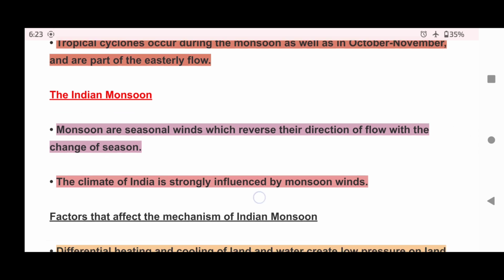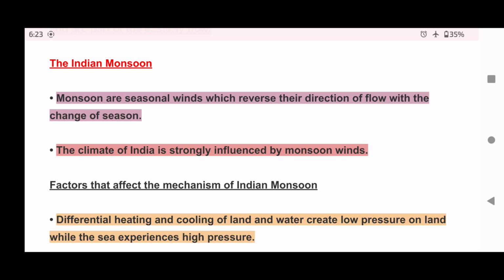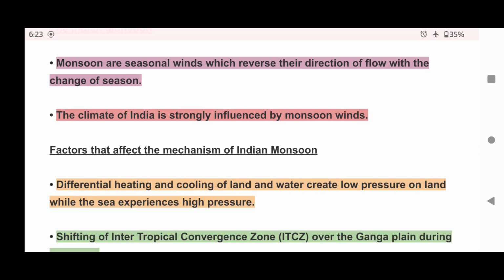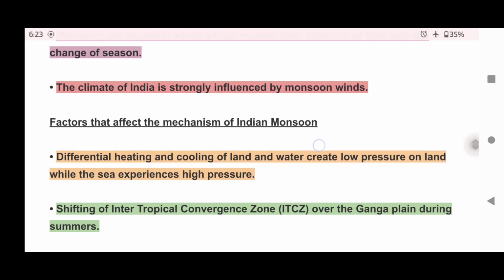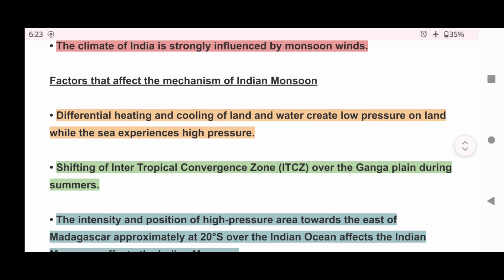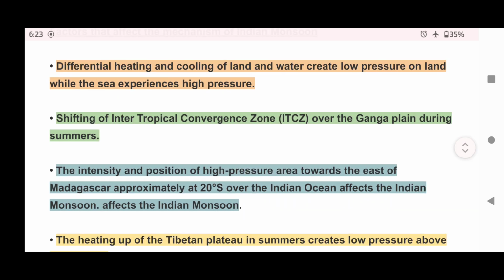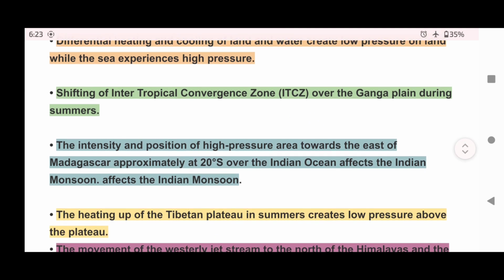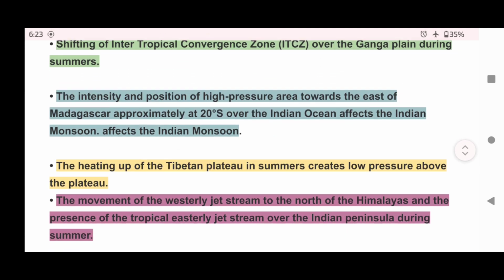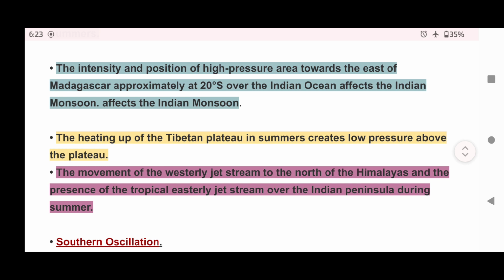The Indian monsoon. Monsoons are seasonal winds which reverse the direction of flow with the change of season. The climate of India is strongly influenced by monsoon winds. Factors that affect the mechanism of Indian monsoon. Differential heating and cooling of land and water create low pressure on land while the sea experiences high pressure. Shifting of intertropical convergence zone, ITCZ, over the Ganga plain during summers. The intensity and position of high pressure area toward the east of Madagascar, approximately at 20 degrees south over the Indian Ocean, affects the Indian monsoon.